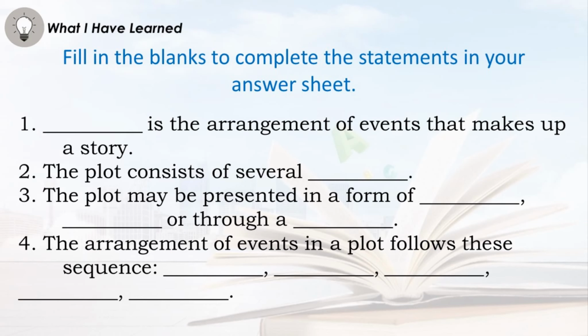Fill in the blanks to complete the statements in your answer sheet. 1. Blank is the arrangement of events that makes up a story. 2. The plot consists of several blank. 3. The plot may be presented in a form of blank, blank or through a blank. 4. The arrangement of events in a plot follows this sequence: blank, blank, blank, blank, blank.